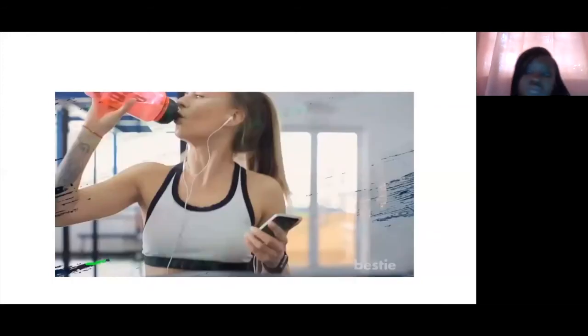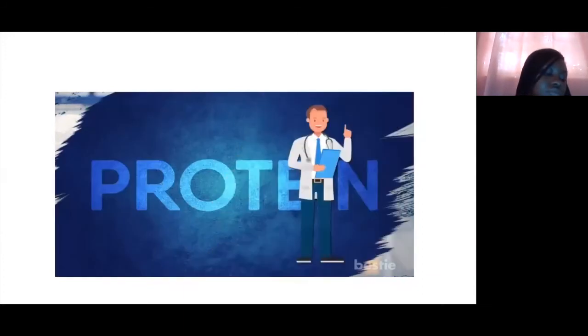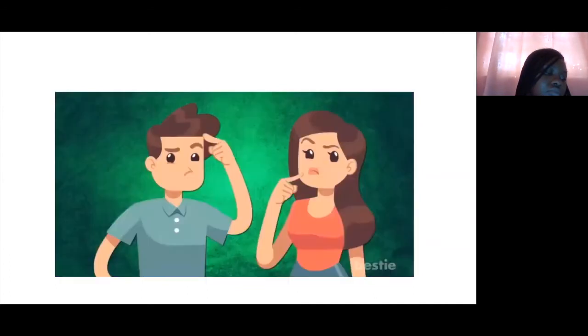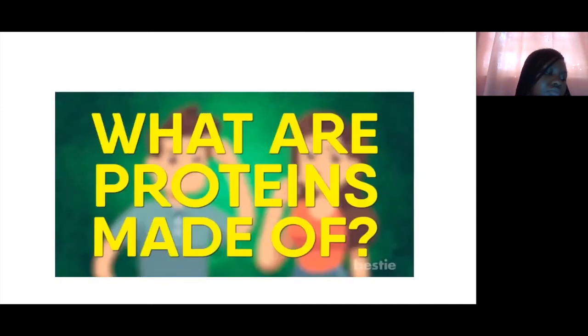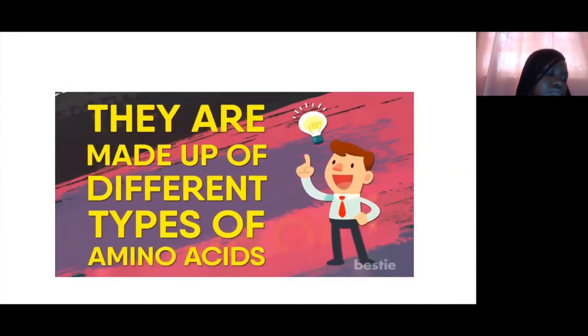Even your hormones and antibodies are composed of proteins. In other words, it would be very difficult to live without this nutrient. This begs the question, what are proteins made of? Well, the answer is fairly simple. They're made up of different types of amino acids.